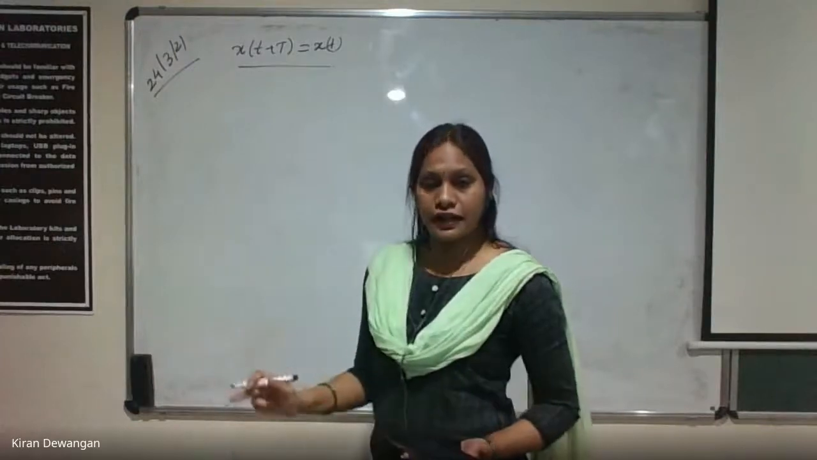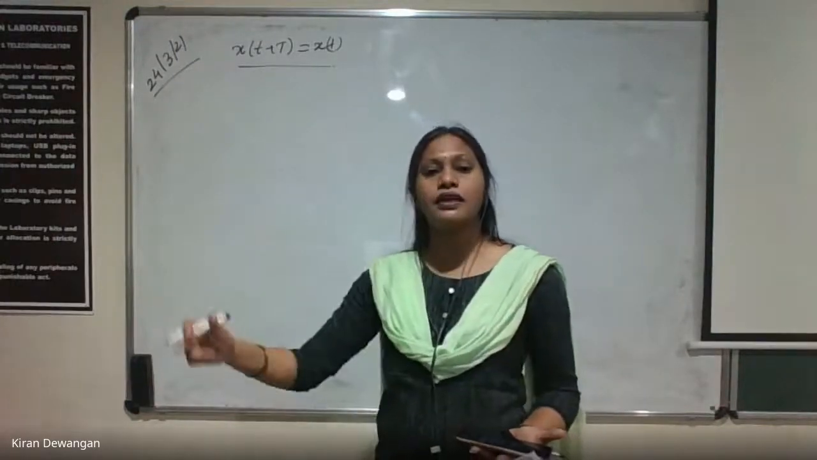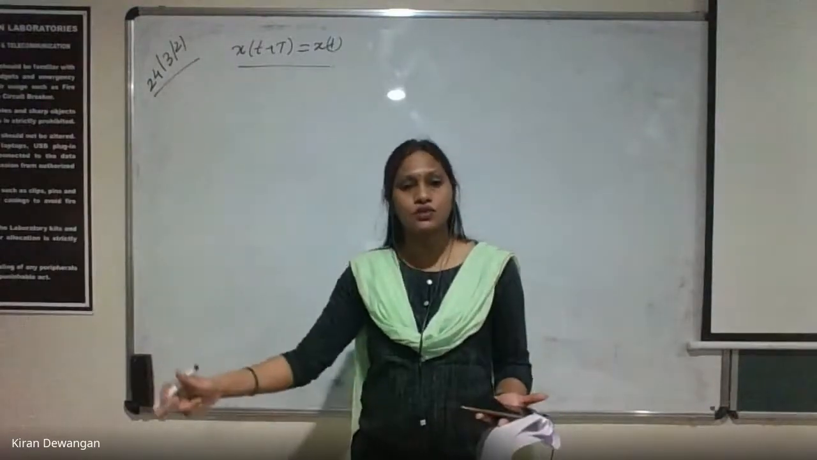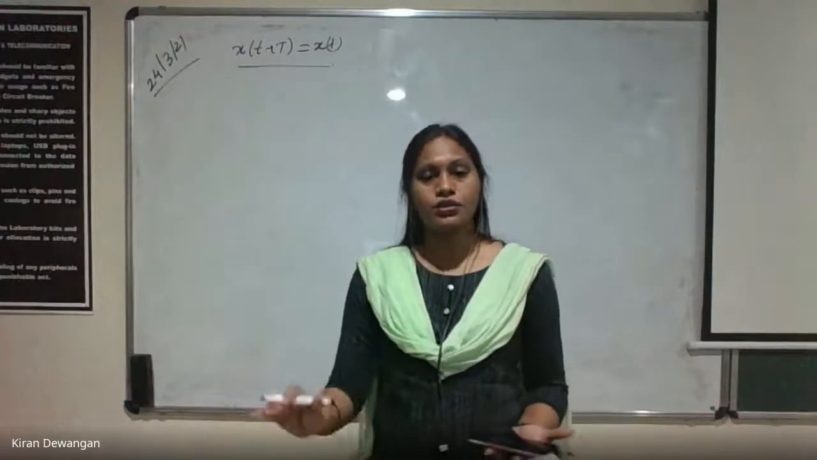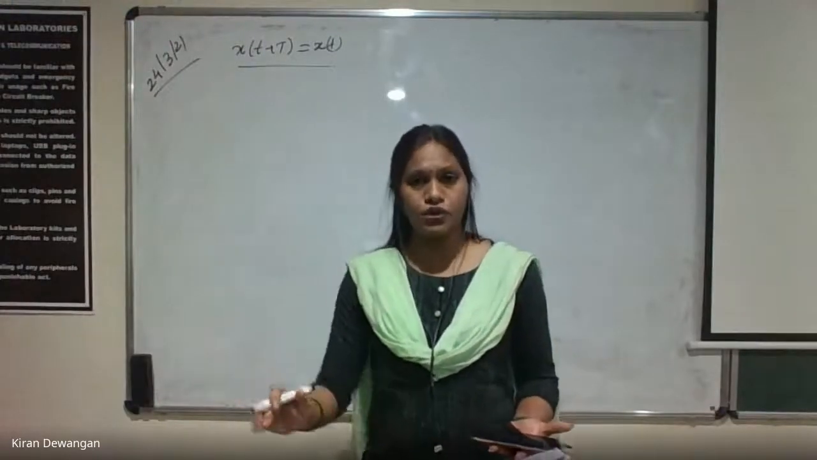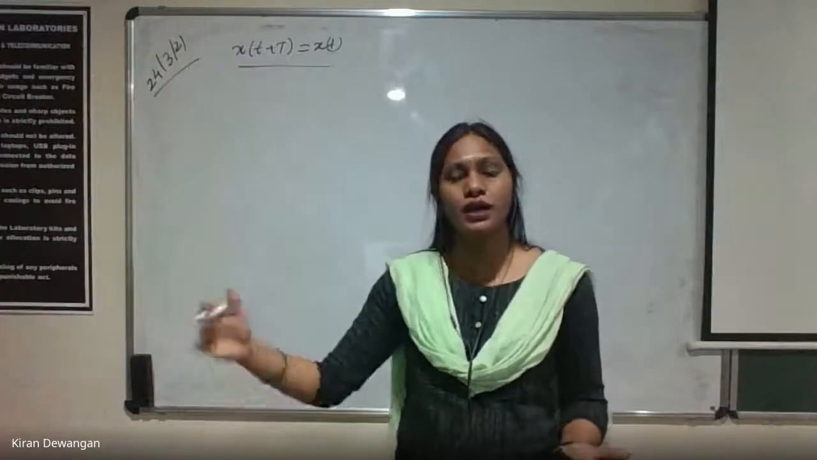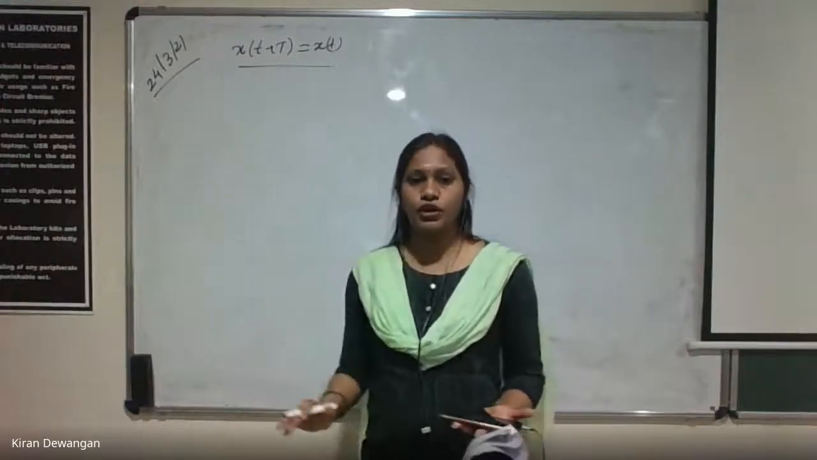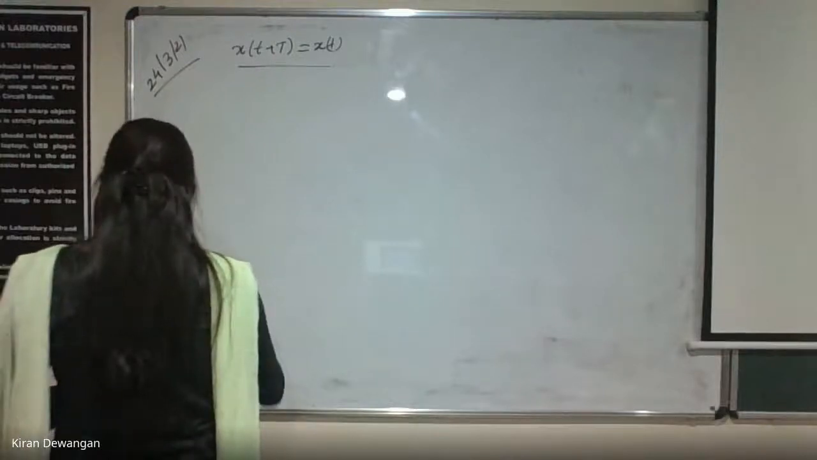And for discrete time we have discussed that if x1[n] is periodic and x2[n] is also periodic, then x1[n] plus x2[n] will be definitely periodic. Clear? There is no second thought. If x1[n] is individually periodic and x2[n] is also individually periodic, then x1[n] plus x2[n] will be definitely periodic. Now let us do a few more questions to check the periodicity.